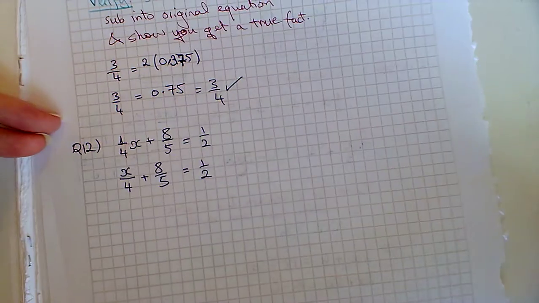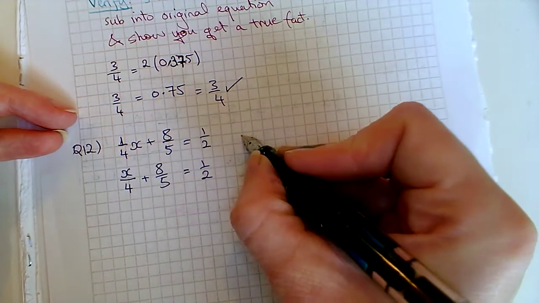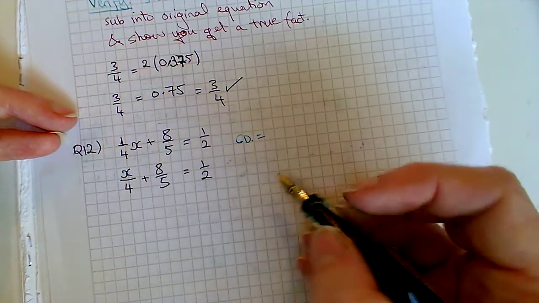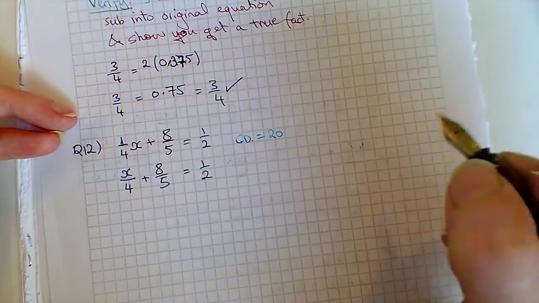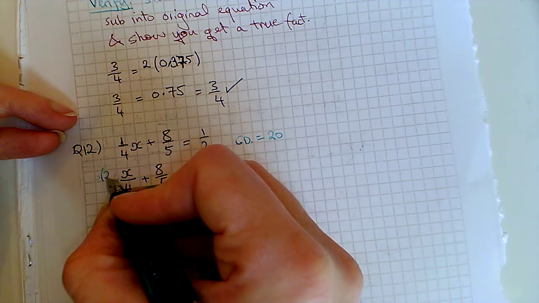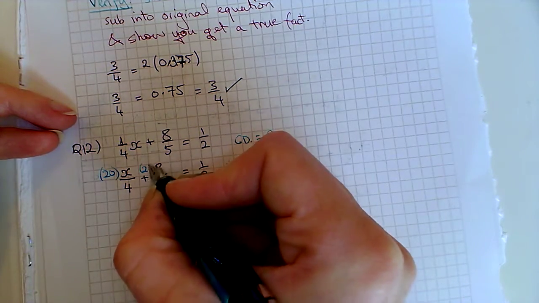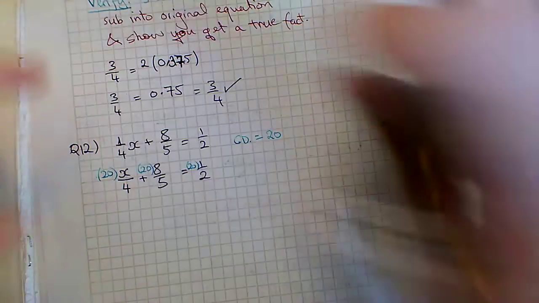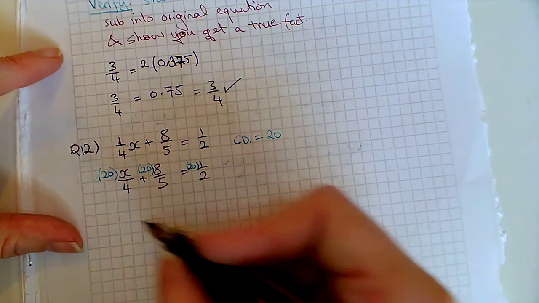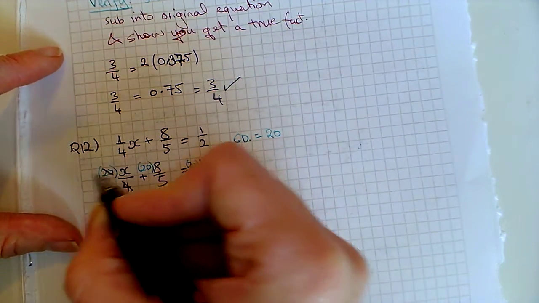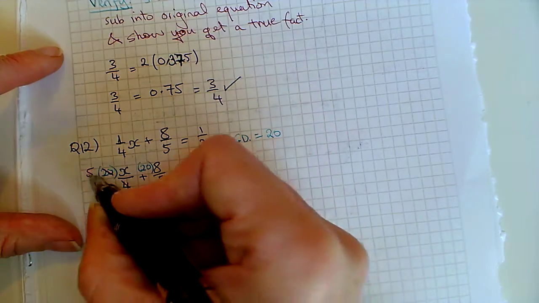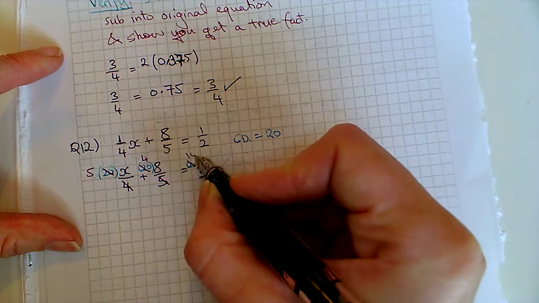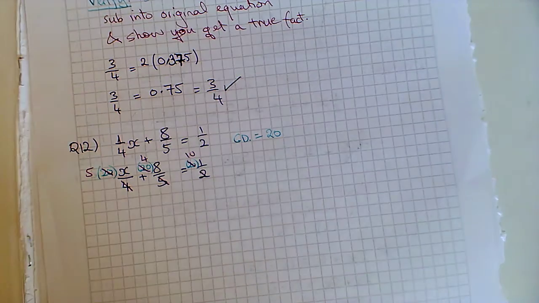So I'm going to multiply across by my common denominator. And my common denominator in this case is the smallest number that 4, 5 and 2 will all divide into, and that's 20. I need to multiply here by 20, I need to multiply here by 20, and I need to multiply here by 20. So every single term is multiplied by 20, and then the denominator divides in. So 4 into 20 goes 5 times, 5 into 20 goes 4 times, 2 into 20 goes 10 times.